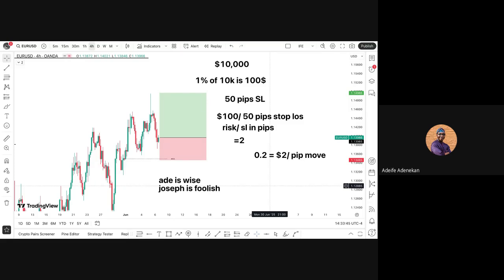Anyways, back to what I was saying. Ade is a wise trader. Ade has a $10,000 account. Joseph also has a $10,000 account, right? But Ade understands that sometimes losses happen in trading. Joseph knows that sometimes losses happen, but Joseph is not thinking about the losses. Joseph is thinking about the wins.